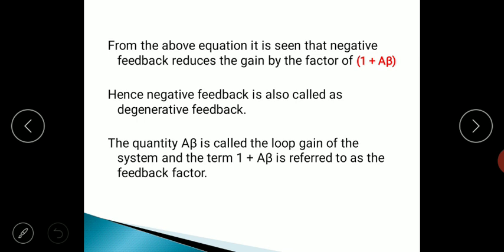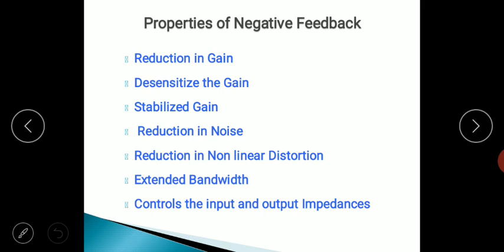That is, the closed loop gain of a negative feedback amplifier decreases by a factor of 1 plus A beta, which proves that in a negative feedback amplifier the gain decreases. By how much the gain decreases depends upon the open loop gain A as well as the feedback fraction beta, or we can say that the loop gain A beta determines the closed loop gain of the negative feedback amplifier.